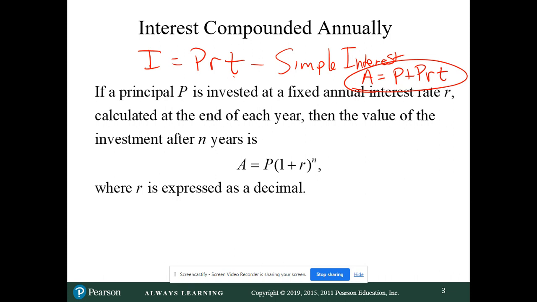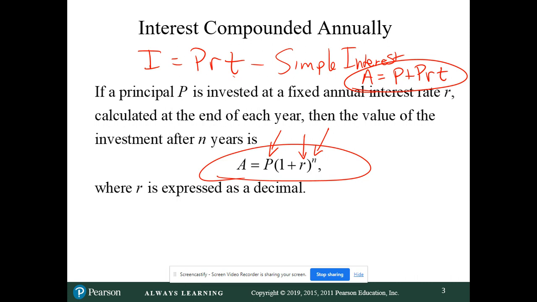Okay? Now, when we're talking about compound interest, here's the compound interest formula, where P is your principal, R is your rate as a decimal, like if it's 6.5% interest, it's 0.065. Okay? And N is the number of times it's compounded. Okay? Or for N years.